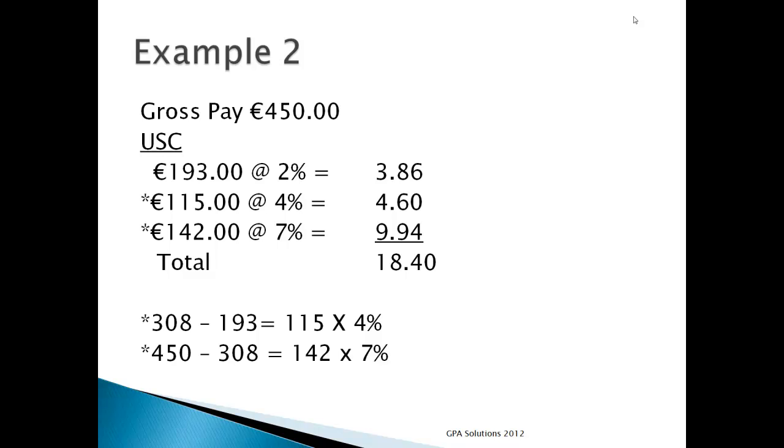So working off our tables, the first €193 is going to be liable to 2%. The next €115, which brings us up to €308, is going to be liable to 4% charge, and the balancing figure, which is €450 less the 308, which is the 193 and the 115, comes to €142, and that's going to be liable to the 7% charge, giving a total USC figure of €18.40.